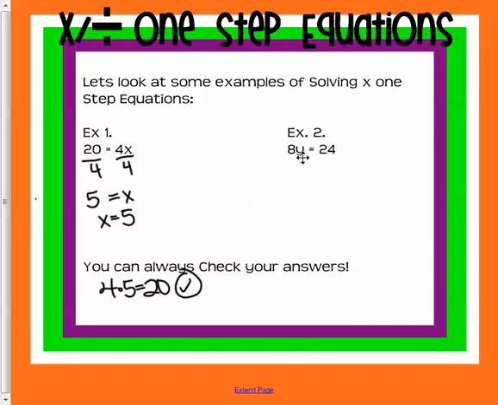Over here, I have 8 y's. Well, I only want 1, so I divide both sides by 8. And if you want to draw the streets, you can. And 24 divided by 8 is 3, because 3 times 8 gives me 24.